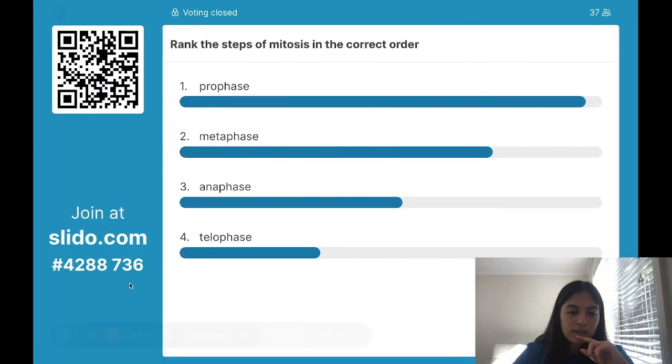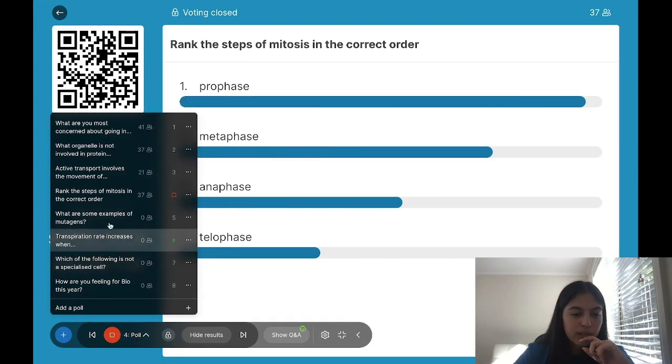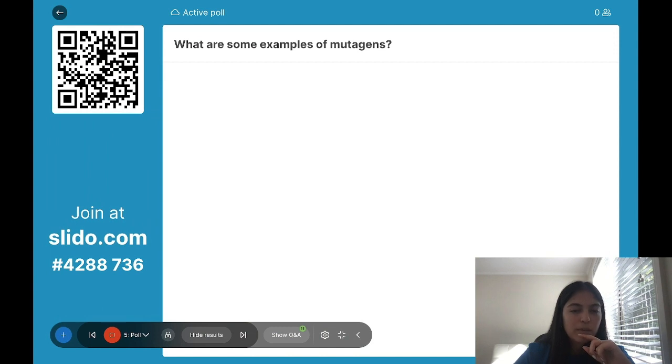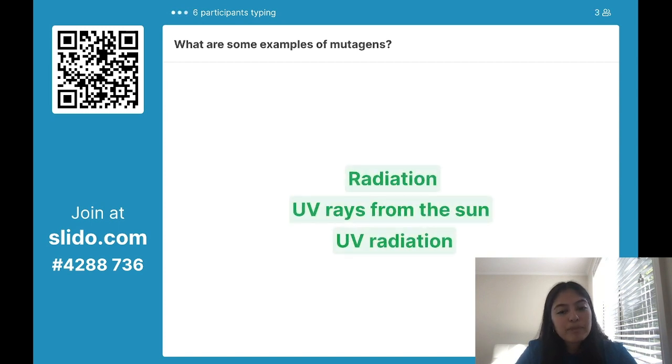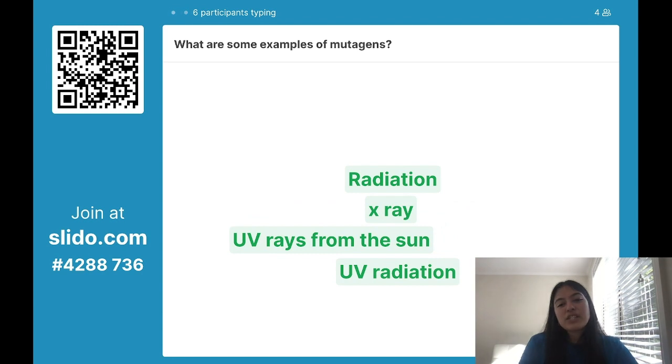So we'll have another Slido poll. What are some examples of mutagens? This is a word cloud, so you can pop in, if you remember, some examples of mutagens. Any clue? We talked about different classes, like biological, physical, chemical. Yeah, so everyone's thinking the same thing with radiation.